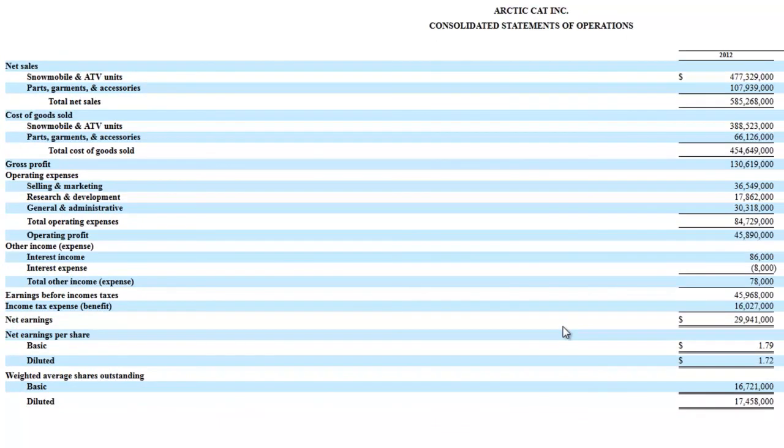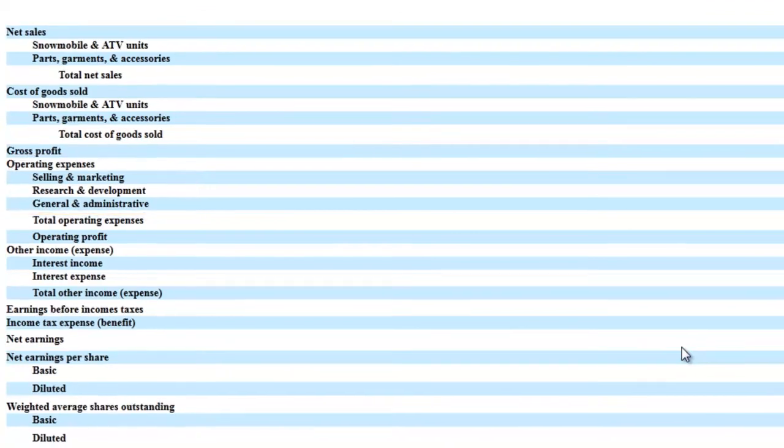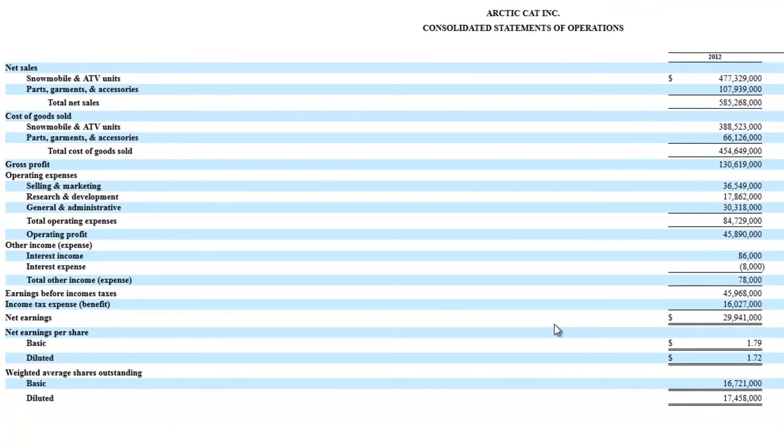Depreciation. The depreciation expense is the gradual expenditure of fixed assets from the balance sheet to the income statement. This is the income statement for Arcticat, and as you can see, we do not see the depreciation expense on this income statement, and I will explain why shortly. Let me first talk about depreciation.